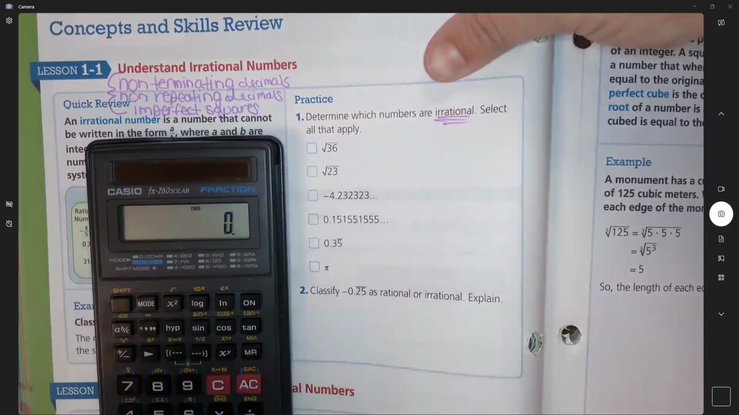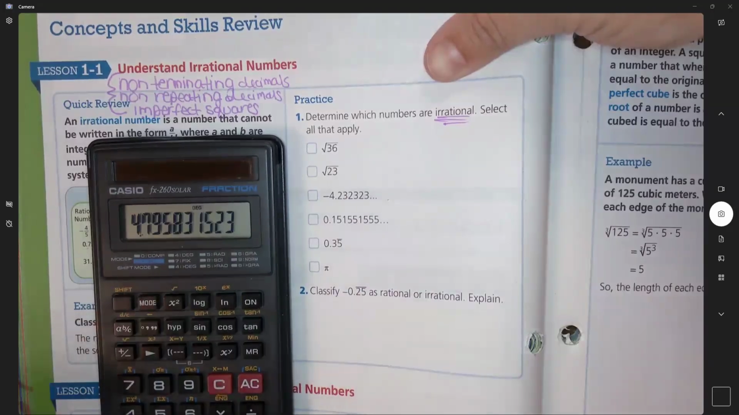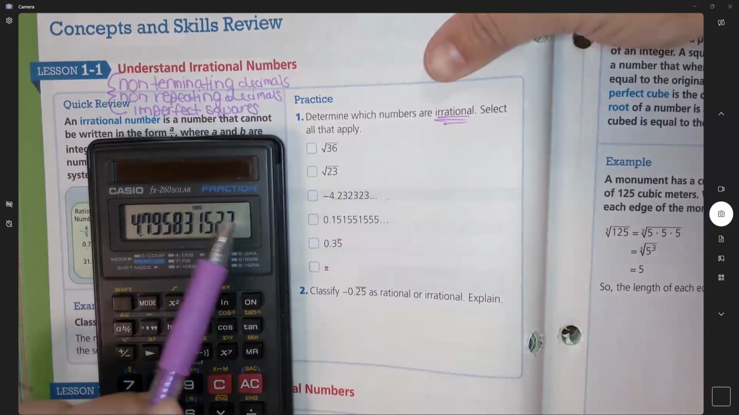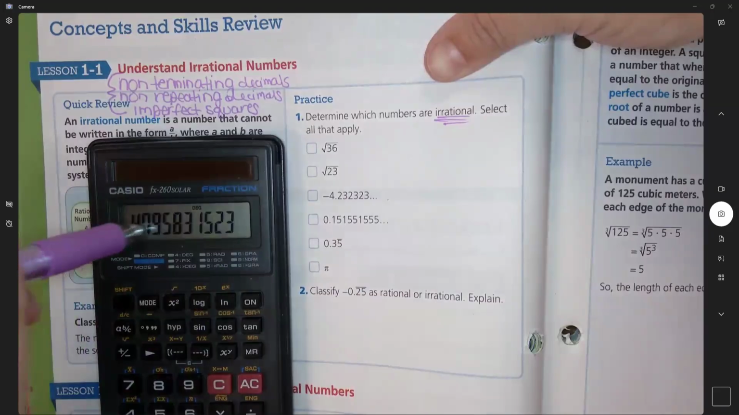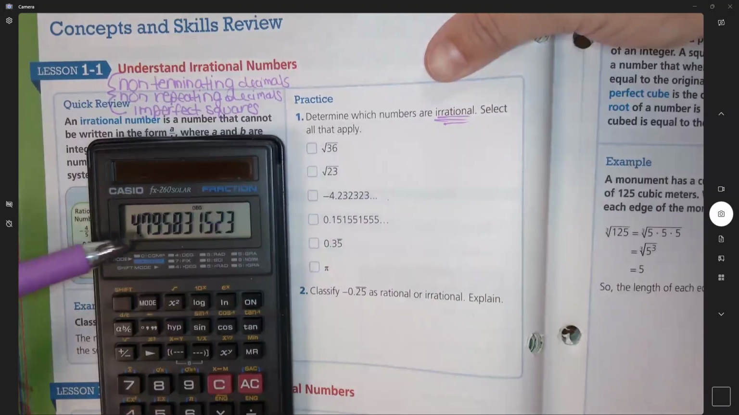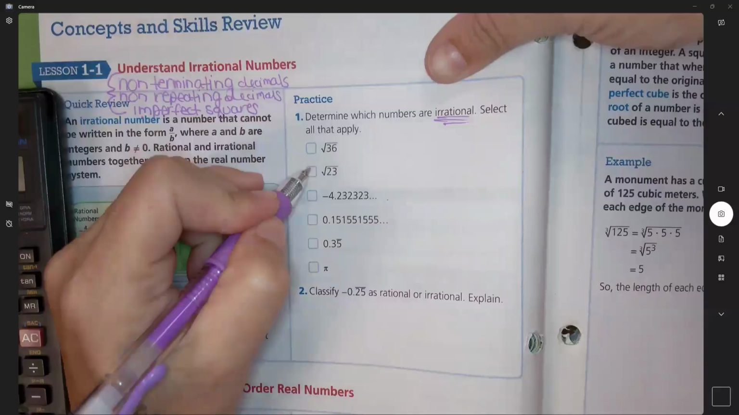We have the square root of 23. Plug that in there. Oh my gosh, that is not perfect. It looks like it terminates because there's not enough digits on my calculator screen for it to keep going, but it's not going to end and nothing repeats here. So it is definitely irrational.